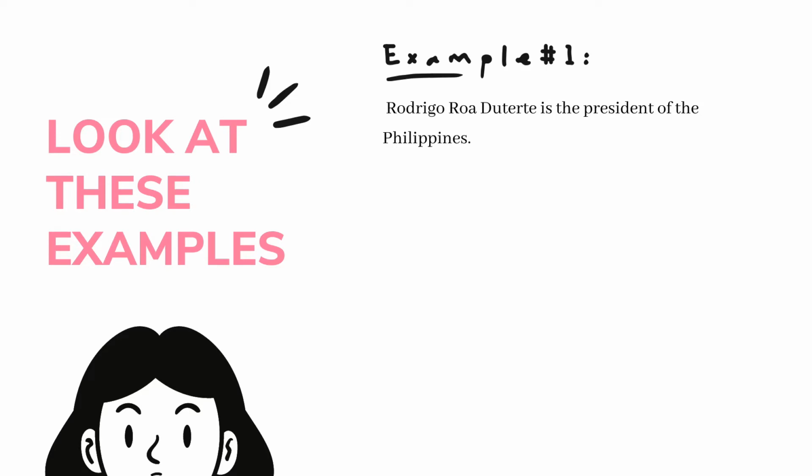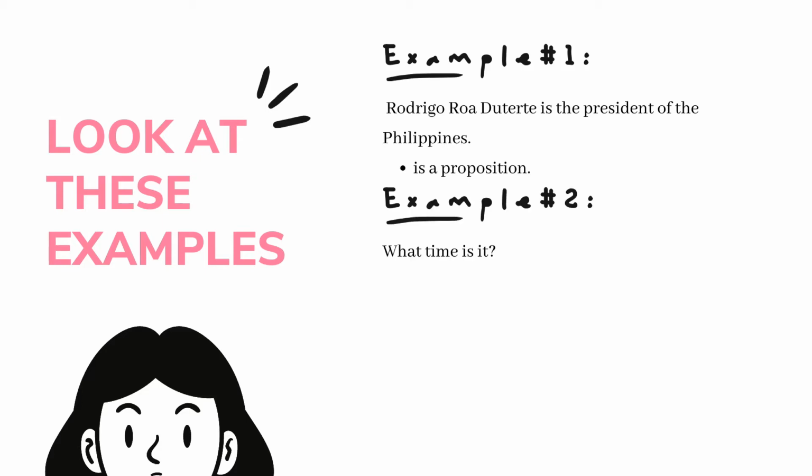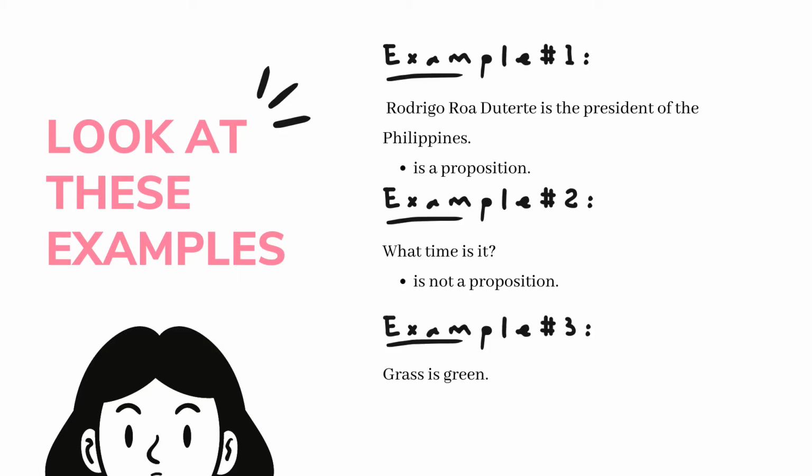Now, let's look at these examples. Example number 1, Rodrigo Duterte is the President of the Philippines, which is a proposition because it is stating a fact and it is a declarative sentence. Example number 2, what time is it? It is not a declarative sentence, so it is not a proposition because it is not declaring anything. Example number 3, grass is green. It is stating a fact because grass is really green, so we can say that example 3 is a proposition.